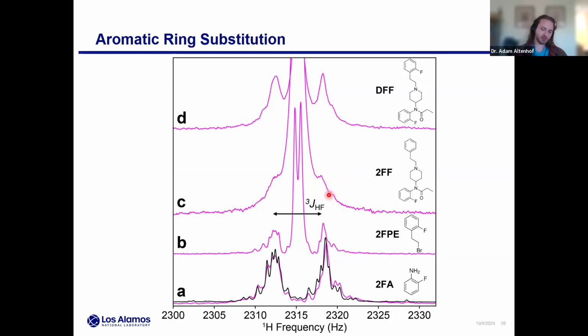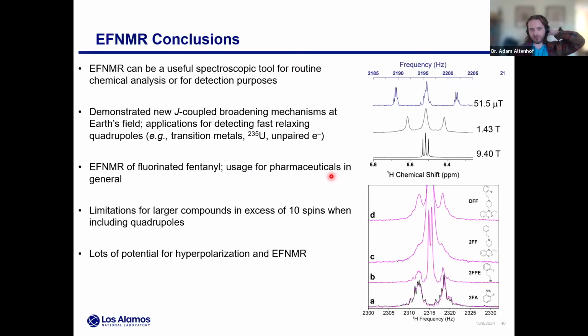Ultimately, the resolution's low here because of the spin system itself, not so much the instrument. I would say if the fluorine was at this 3 or 4 position, you'd have significantly higher resolution in this case. So yeah, with that, I'll finish up.